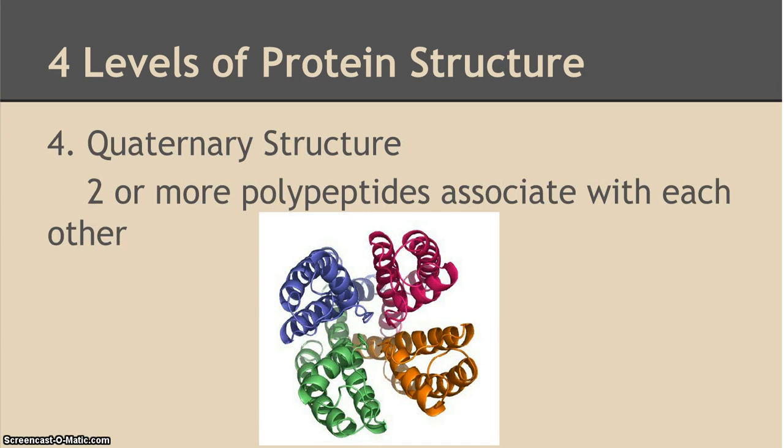And then the last level is quaternary structure. This is where we have 2 or more polypeptides that associate with each other. As you can see here, we have 4 polypeptides. That would be the case with hemoglobin.